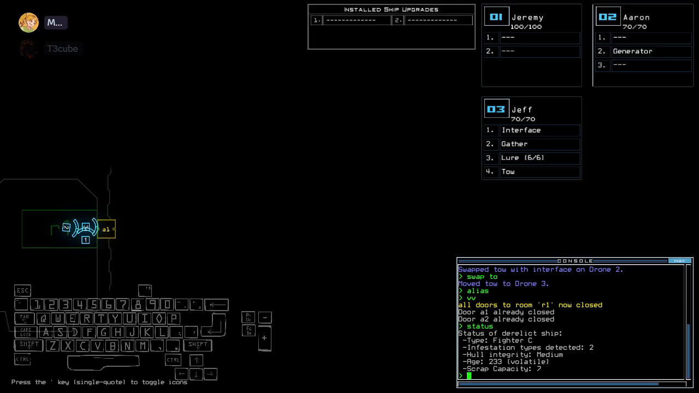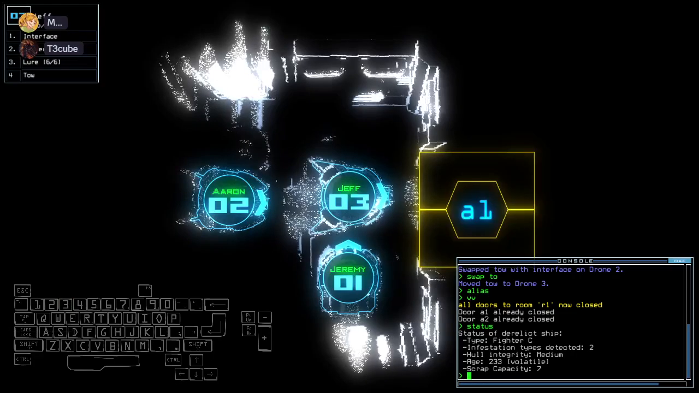I'm putting most of the stuff on drone three. You may as well do that actually. Make things more efficient. Except the generator. Generator's still mean. I'm gonna put the lure, the gather, and the interface on drone two, and I guess T3Cube could sit in the bay, like the disabled little drone he is.